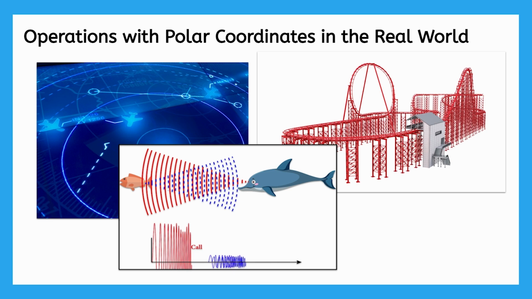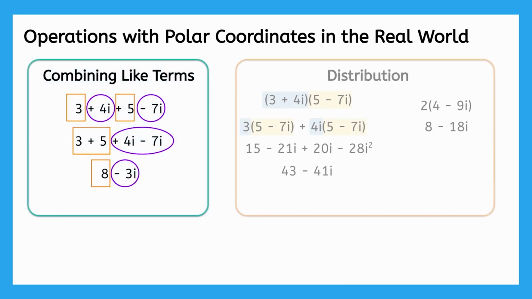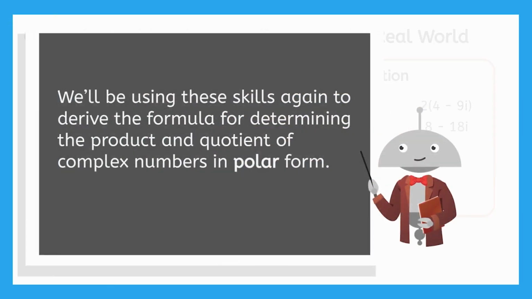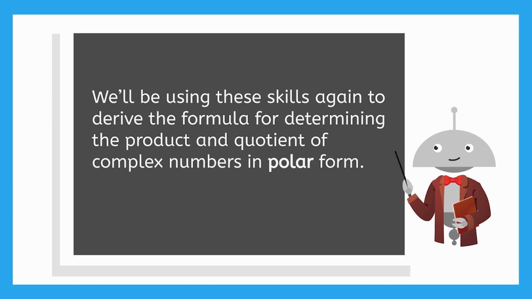In the pre-video activity, you practiced applying some basic algebraic rules such as combining like terms and distribution in order to add, subtract, and multiply complex numbers in rectangular form. We'll be using these skills again as we derive the formula for the product and quotient of complex numbers in polar form.